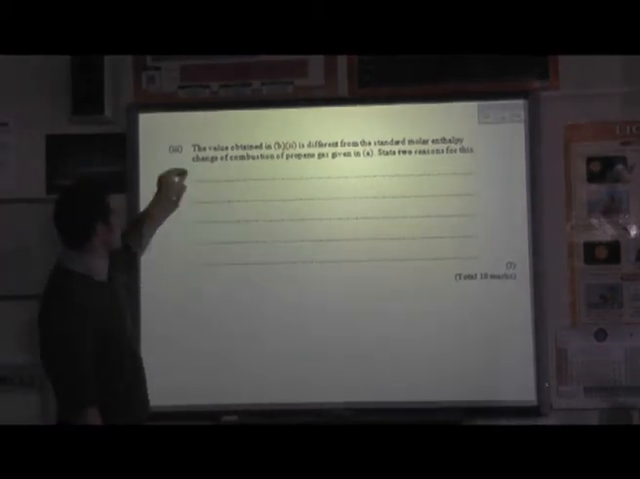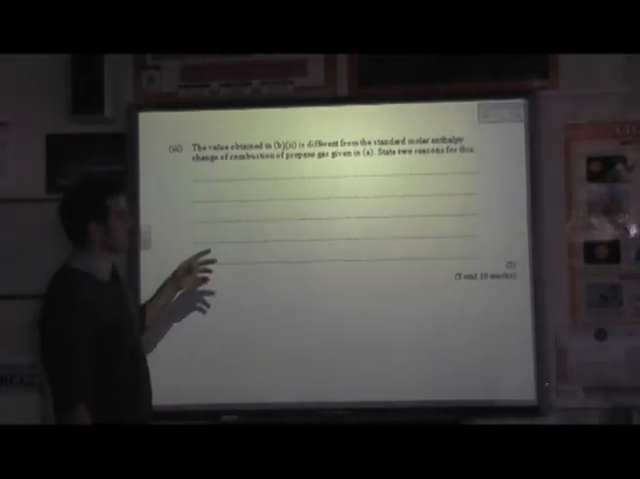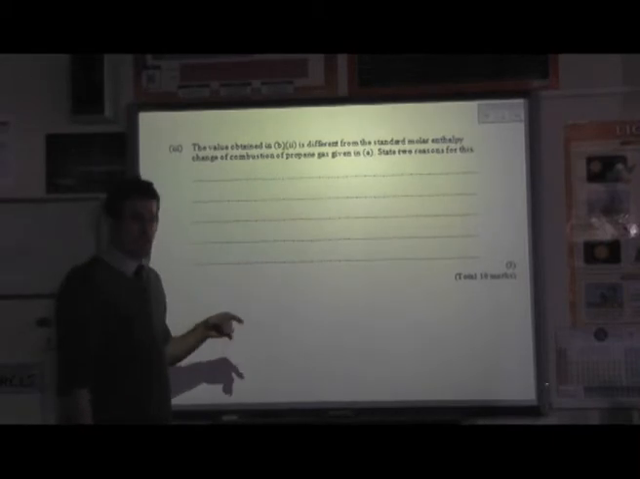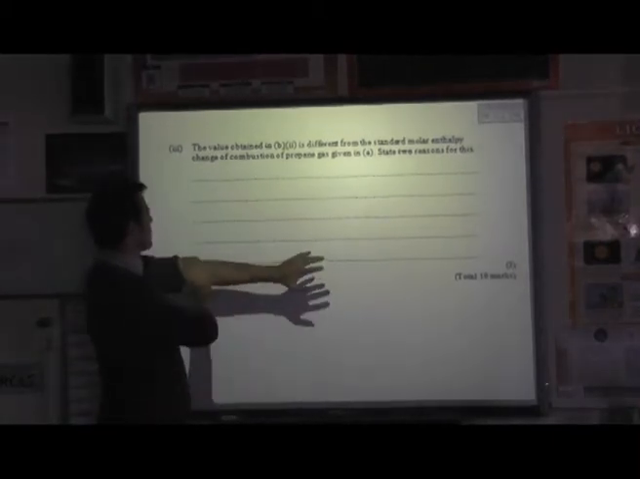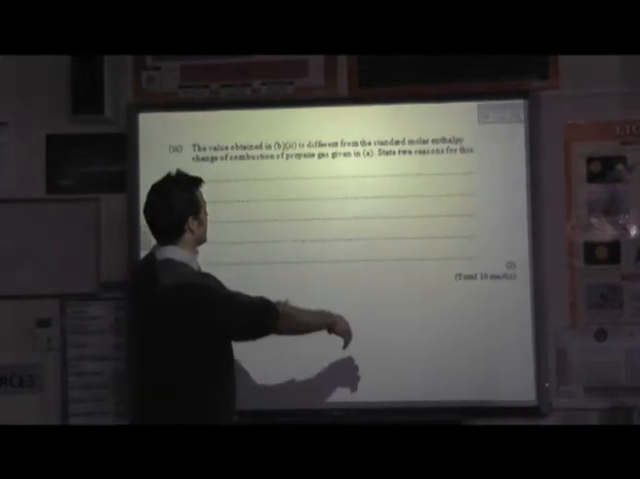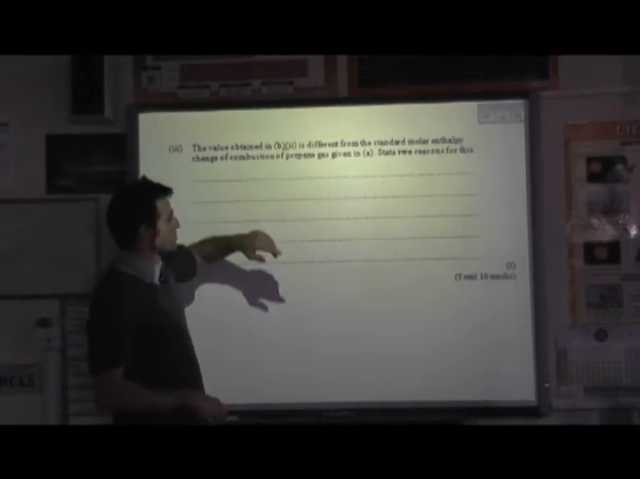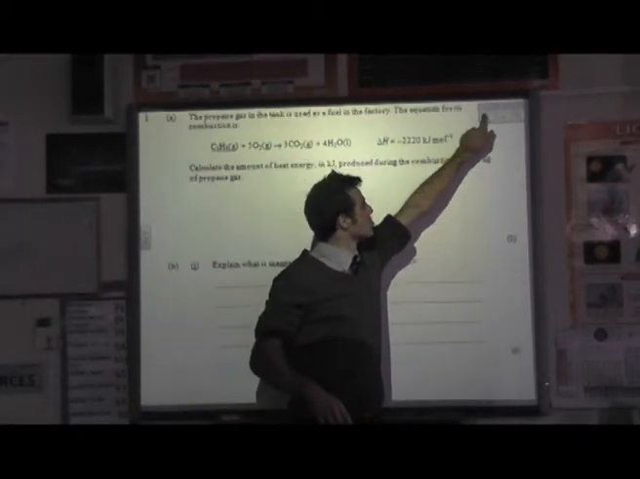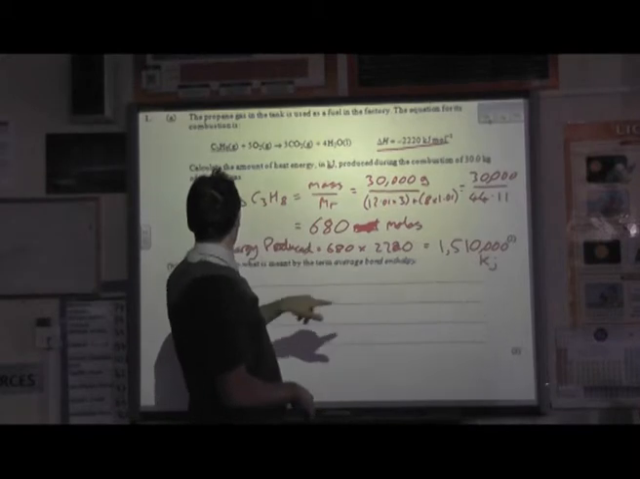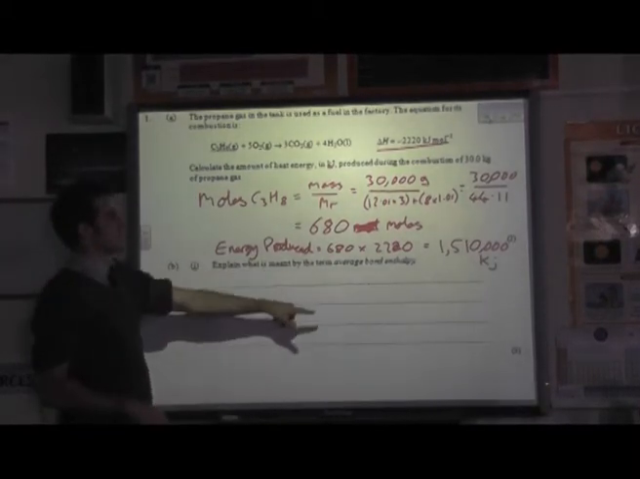Just a couple of little wordy questions here. The value obtained in B2 is different from the standard molar enthalpy change of combustion of propane gas given in A. Give 2 reasons for this. One thing to always think about is the value obtained in B1. What is B1? Let's go to 1A. B1, explain what is meant by the term average bond enthalpy.